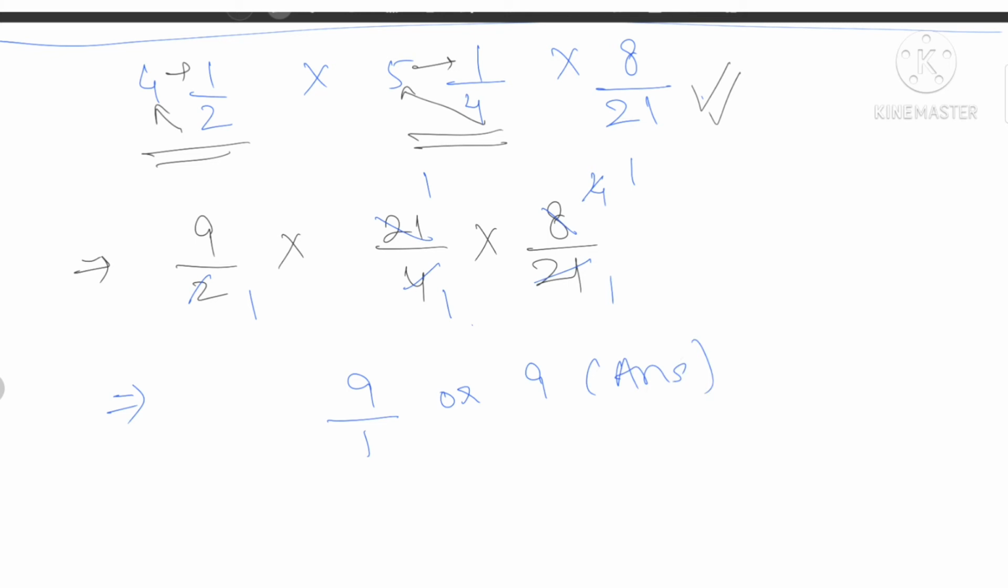Okay, I hope that these two sums have made it clear. Now we'll do the final sum. The final sum we will do together. You can pause the video and do along with me. Now first copy the sum for me. It's 3 whole number 2 by 7 into 1 whole number 1 by 23 into 2 whole number 1 by 12.